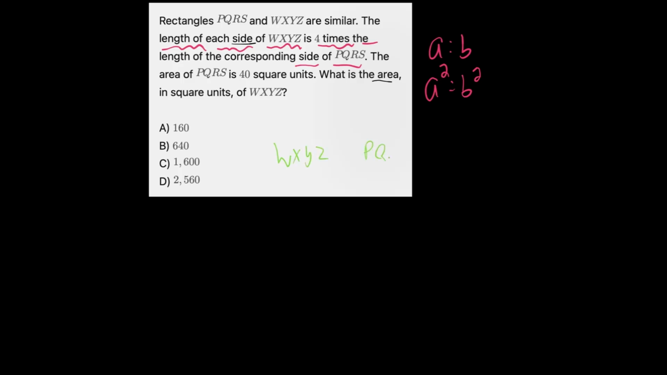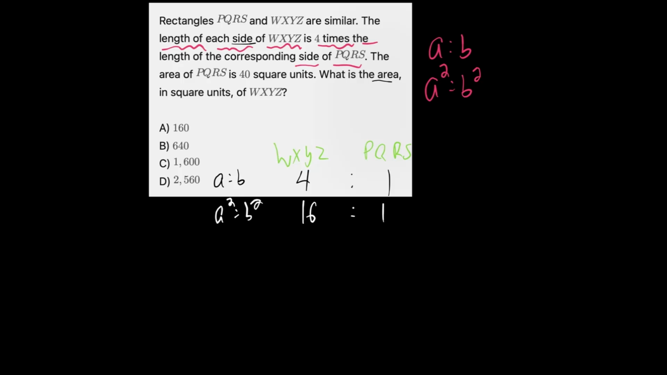WXYZ, PQRS. And so this has a 4, whereas this has a 1. And those are side lengths. So those are like saying our A to B. So now our A squared to B squared, that's going to be 16 and 1, just squaring both numbers.